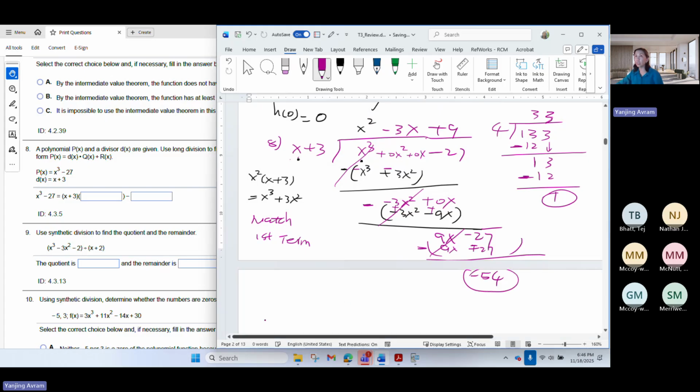This is called the remainder. So what's my quotient? I can write this whole thing equal to x plus 3 times the quotient, which is x squared minus 3x plus 9, and then plus the remainder. The remainder here is negative 54. That's your remainder.